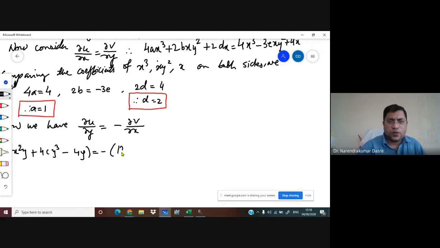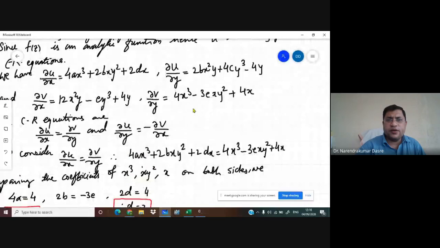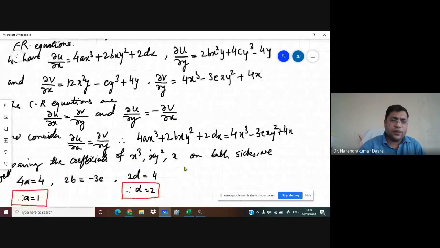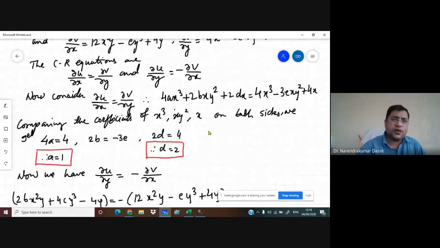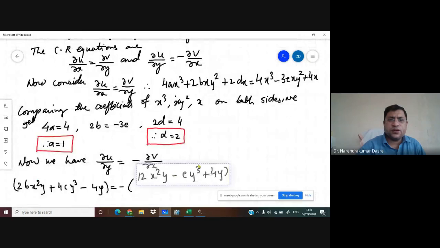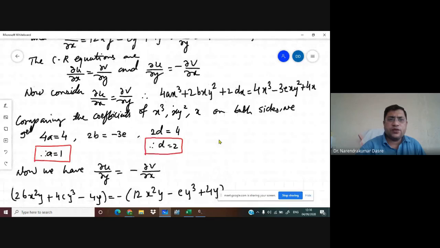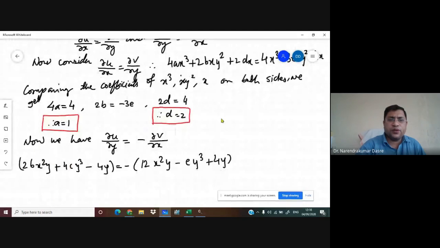So it is 12x square y minus ey cube plus 4y. Please be careful while writing the term. So it is 2bx square y plus 4cy cube minus 4y, and then this is 12x square y minus ey cube plus 4y. So that's what we have.